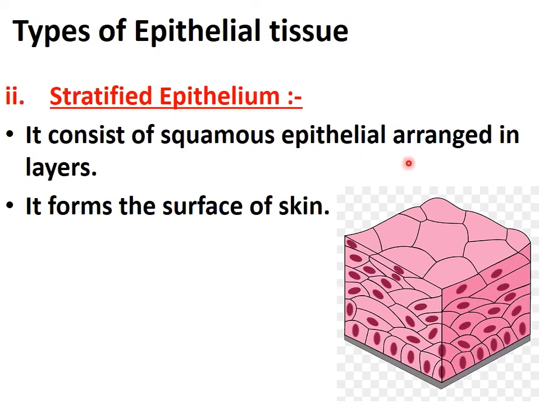So many squamous epithelium tissues, in the diagram also you can see the first layer of squamous epithelium tissue, then above it the second layer is there, and above it the third layer is there. So in this way you can see the squamous epithelium tissues are arranged in layers and it forms a stratified epithelium tissue, and it forms the surface of skin. That is its location and its function is to prevent the wear and tear of the skin. So this is the second type of epithelium tissue.